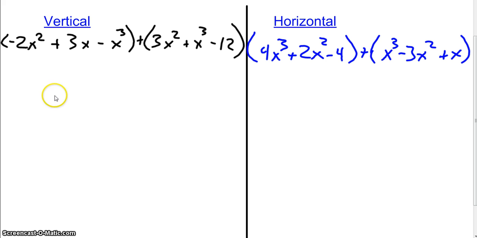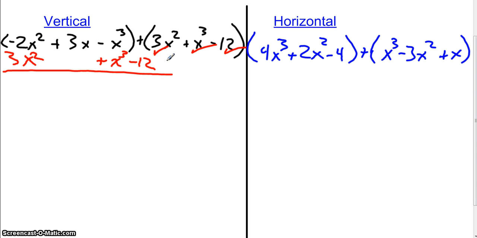When we see the first term, 3x squared, we're going to line that term underneath a term over in the first expression that has the same degree. So we have 3x squared. X cubed would go underneath the negative x cubed. And then negative 12 doesn't have a like term in the first expression, so I'm just going to tack it on the end. Okay?